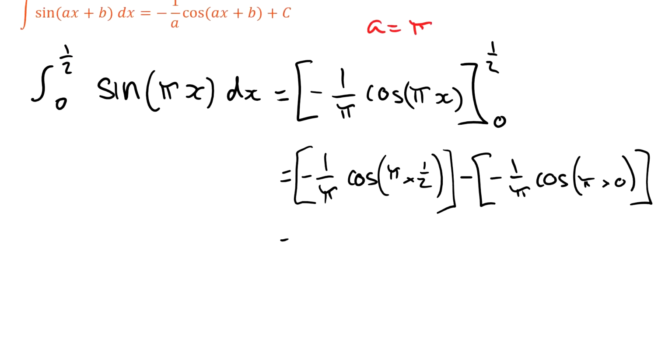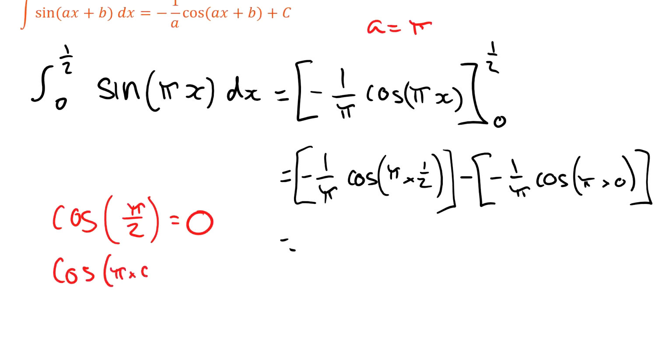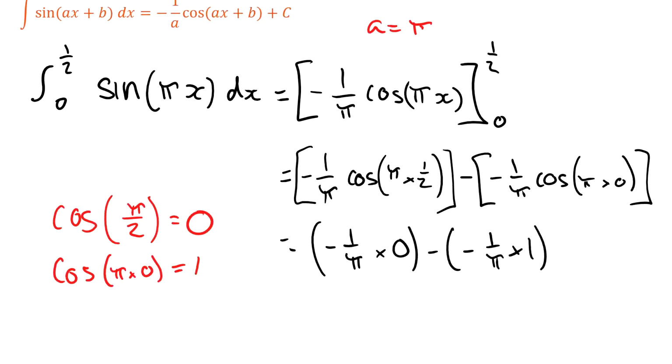Alright, so I'll take some notes on the side here. So cos pi on 2, which is our first section, equals 0, and in our second section, cos pi times 0 equals 1. So knowing that, our front part will go to 1 over pi times 0 minus 1 over pi times 1, which gets us 1 over pi.